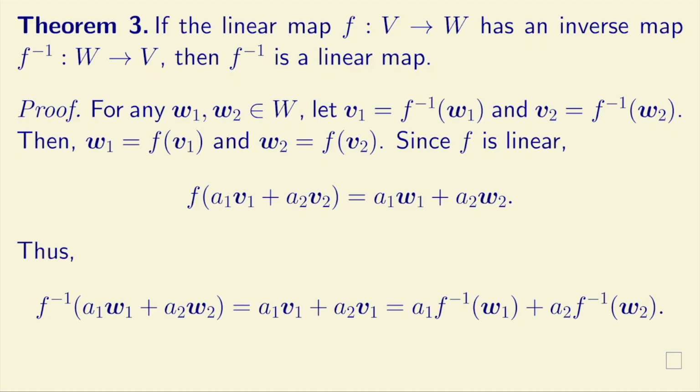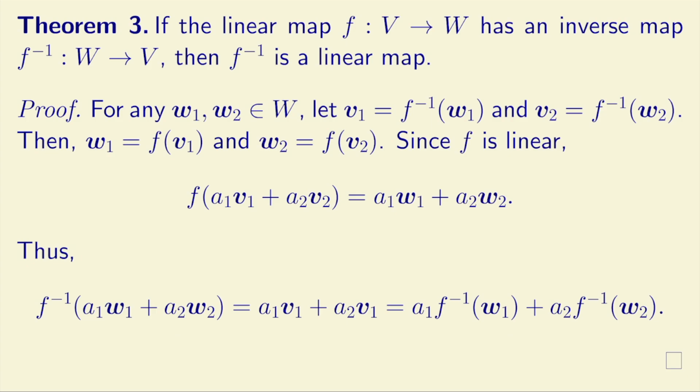Look at the proof. It starts by defining V1 and V2 as the inverse images of W1 and W2. Then it uses the fact that F is linear to get a key step. F of A1V1 plus A2V2 equals A1W1 plus A2W2. Right. Then it just applies F inverse to both sides of that equation, and you get the linearity condition for F inverse. That's a clever way to do it.